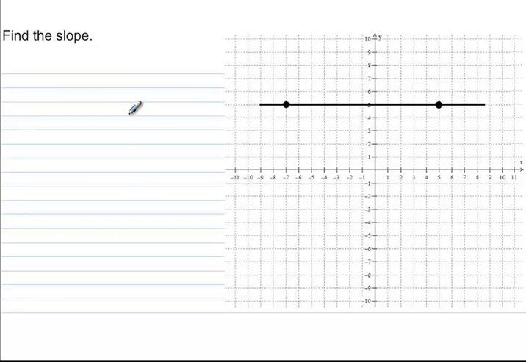In this problem, we're asked to find the slope of this line, and if you observe the line, you'll notice that it is a horizontal line. Since the line is horizontal, we know, in fact, that the slope is going to be a value of 0, because the slope of every horizontal line is actually 0.